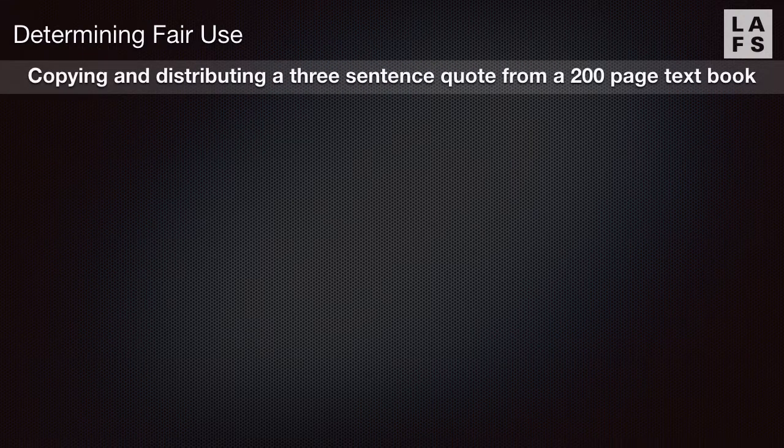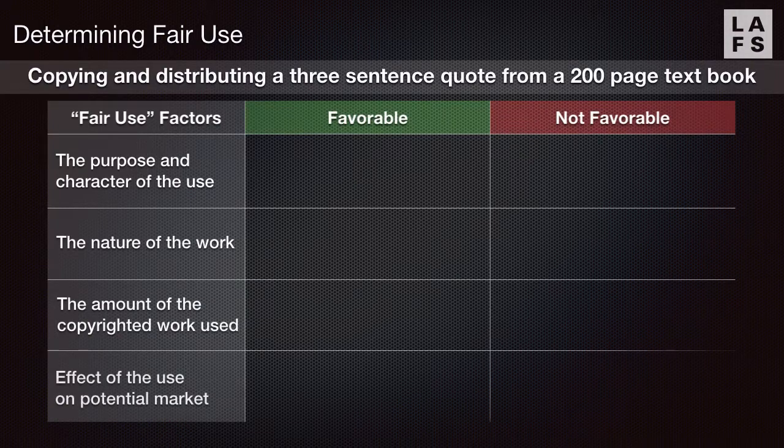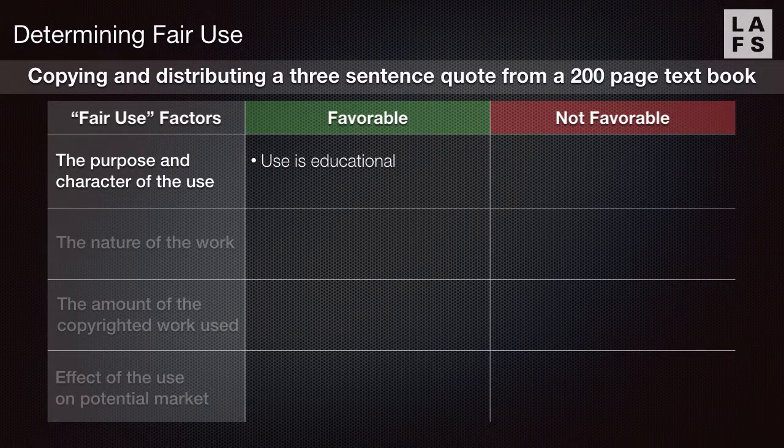Here's another example. Copying and distributing a 3-sentence quote from a 200-page textbook. Let's look at the purpose and character of the use. Well, it's educational. That's favorable.